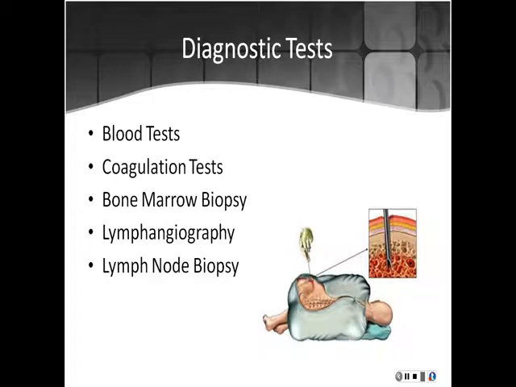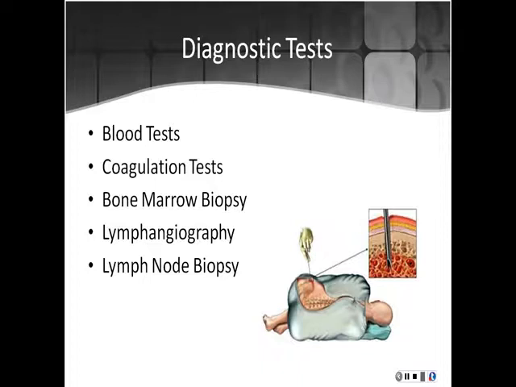So examples of routine blood tests are complete blood count or CBC, also H&H or hematocrit and hemoglobin, and then also platelet levels. Coagulation tests would be PT, INR, or PTT. They can also check thrombin clotting times, and then blood typing and cross-matching will be done as well.